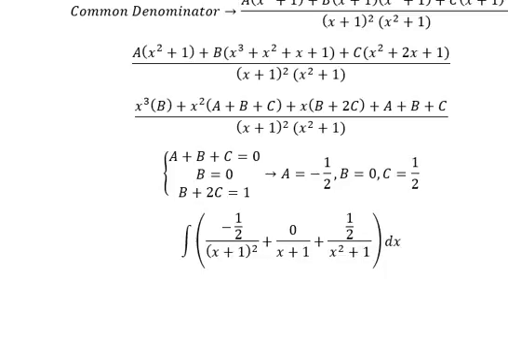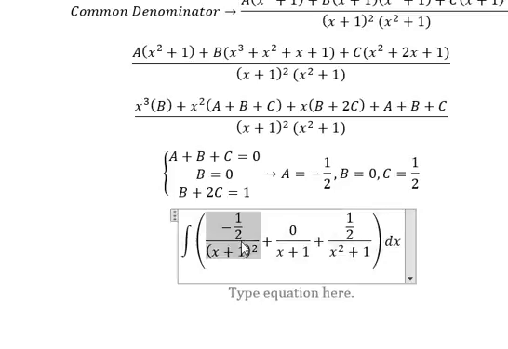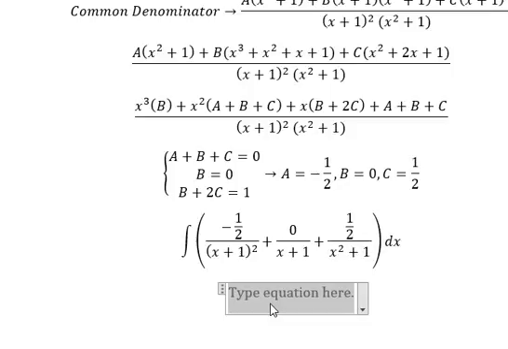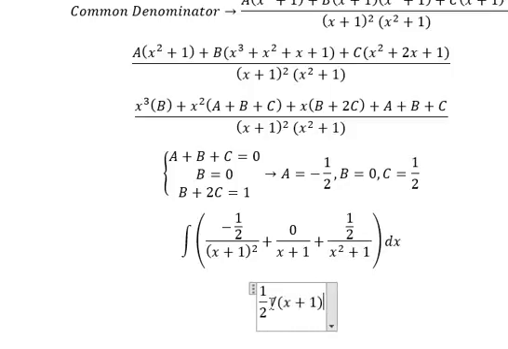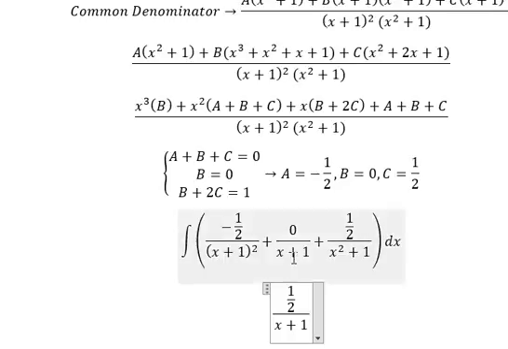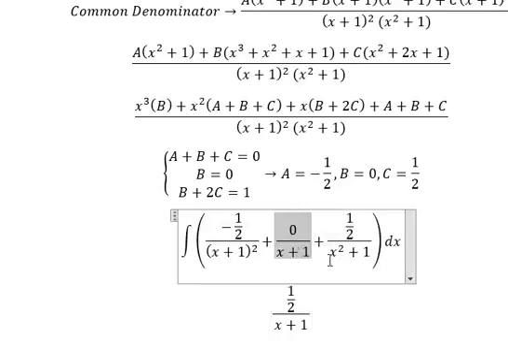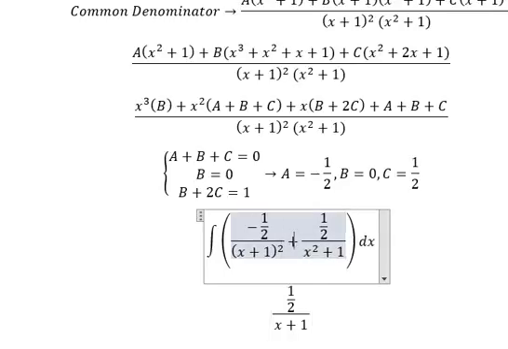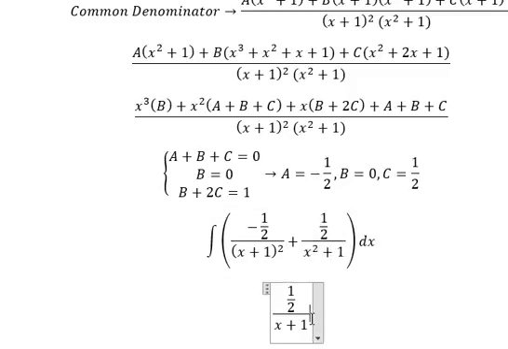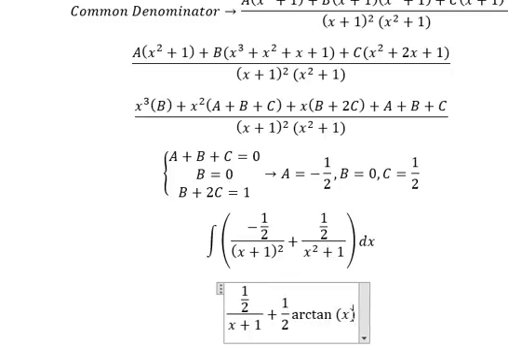And now we have the final answer. The integration of this one, we have 1 over 2 over x plus 1. This one you got 0, so we don't need to care about this one. The integration of this one, we have 1 over 2 arctan of x, and then we put C.